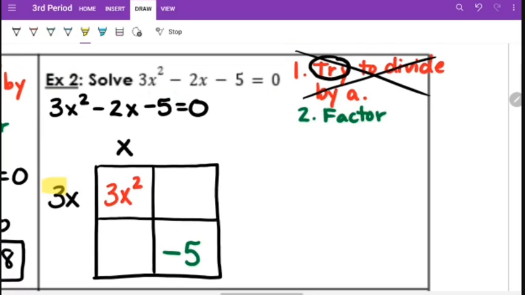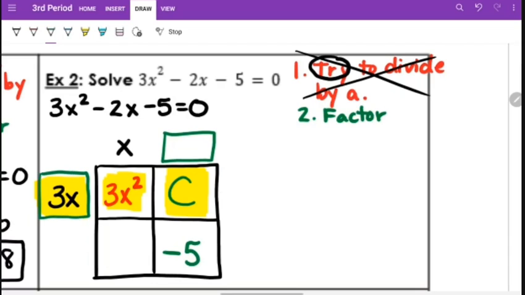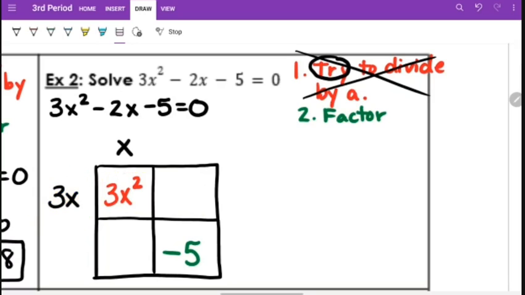In particular, I want you looking at this 3x. This 3x has already had an effect on this first box, but it's also going to affect the second box. Because whatever we put up here will have to get multiplied by the 3x in order to fill in this box here. So it's going to have an effect throughout the rest of our problem. So we'll pay close attention to that as we go into our next step.